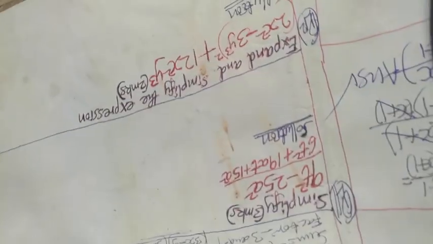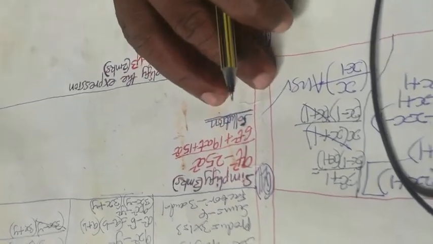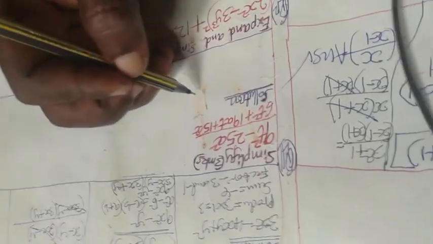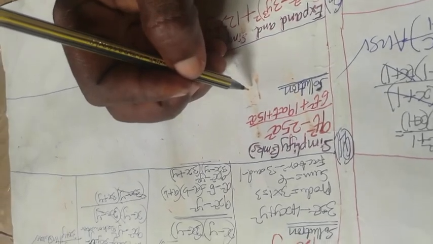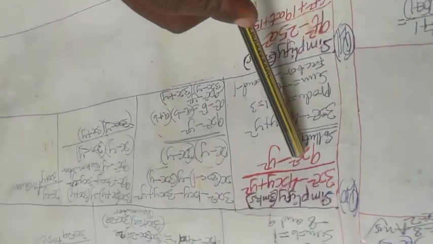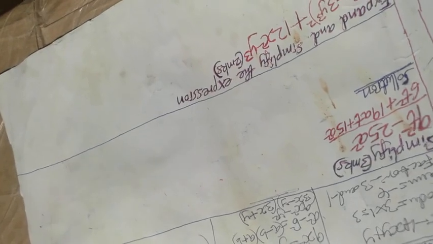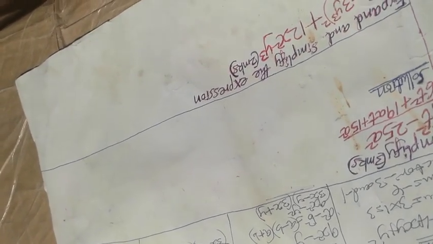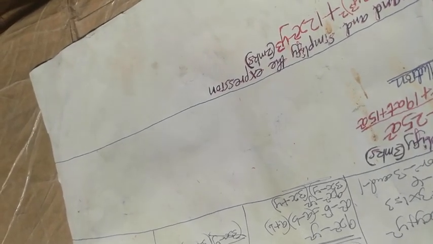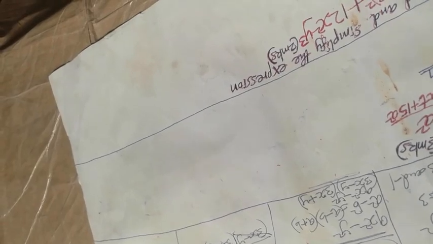Question number 11 states: simplify. Question number 10 was tested in the year 2000. It was in question paper 1, KCSE 2000.